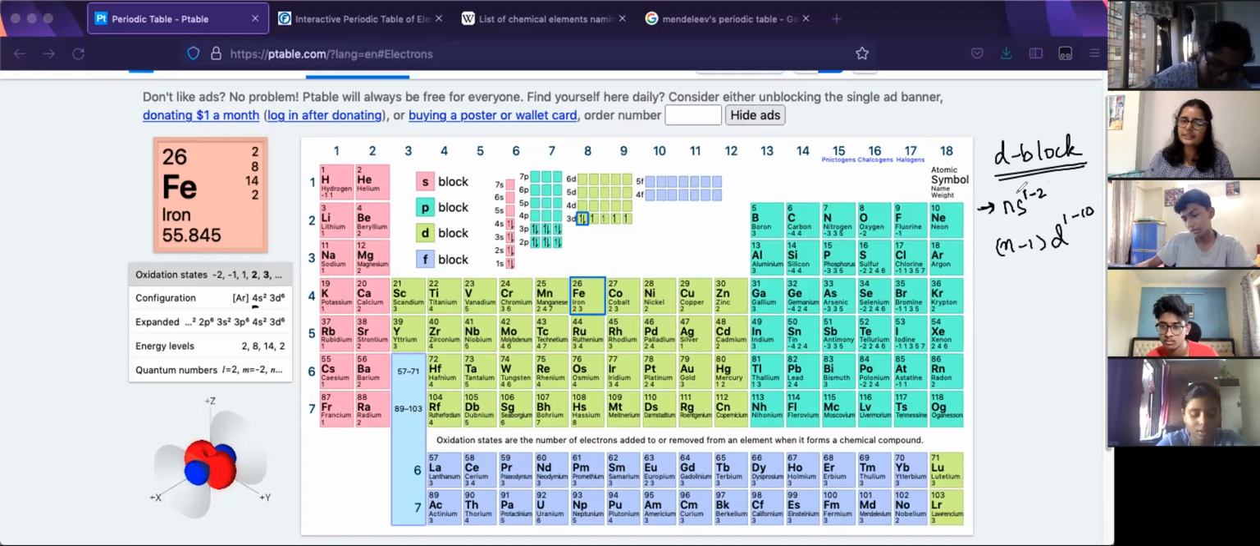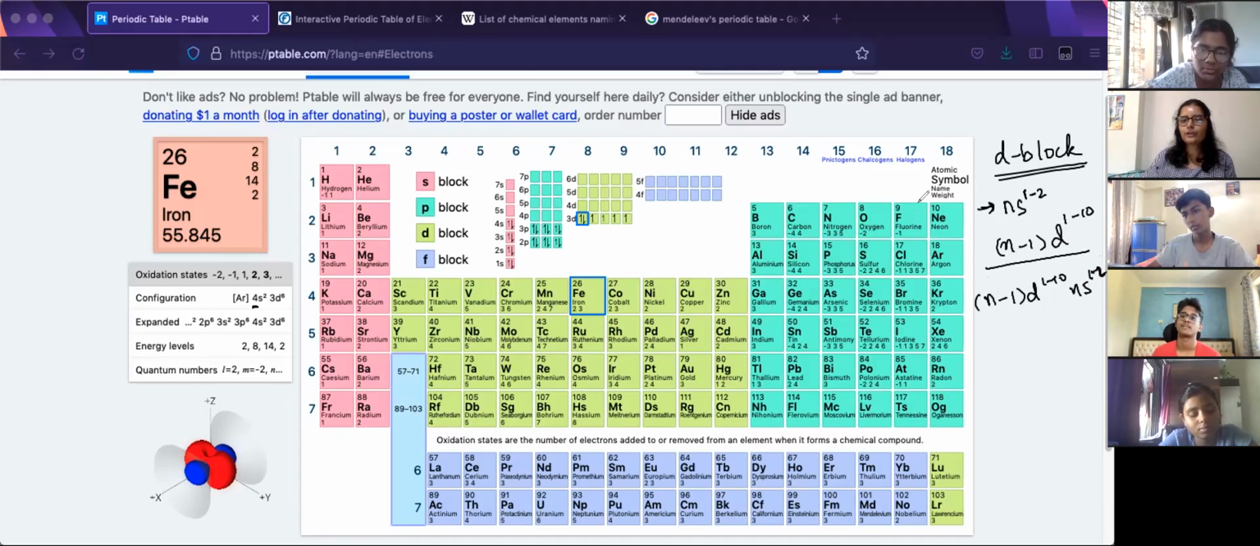So ns usually, ideally it should be 2, but due to weird cases it can be either 1 or 2. After that, the previous shell's d is being filled. Another way to write this, if you do a random Google search, you'll find it written in order. Sometimes you can also say it's n minus 1 d 1 to 10 and ns 1 to 2. ऐसे भी लिख सकता है. Order of filling is first s and then d, but the notation can be either way: the order where it's filled or the sequential order.